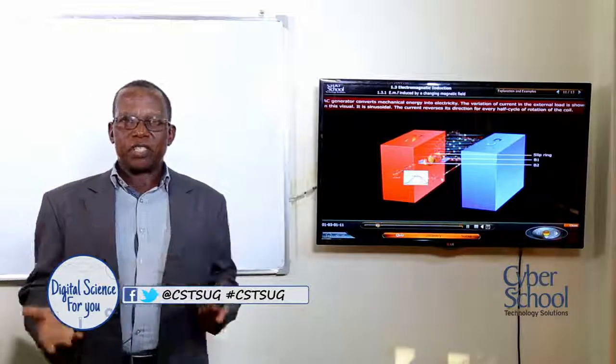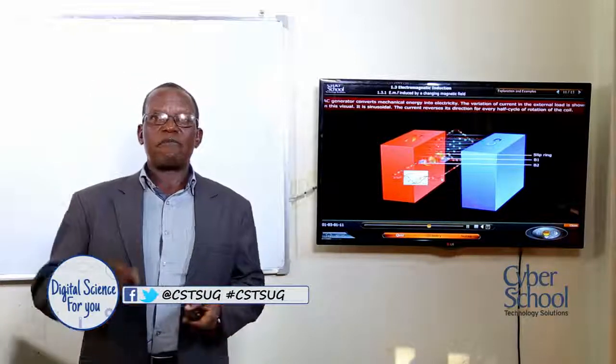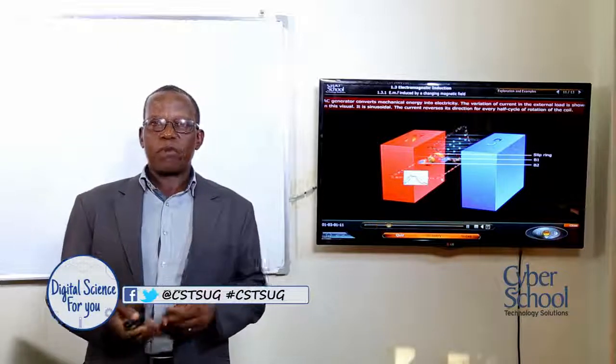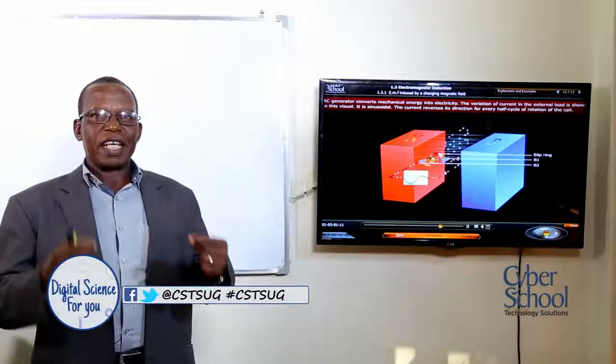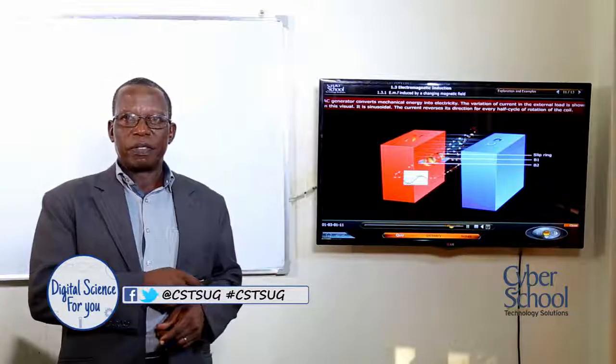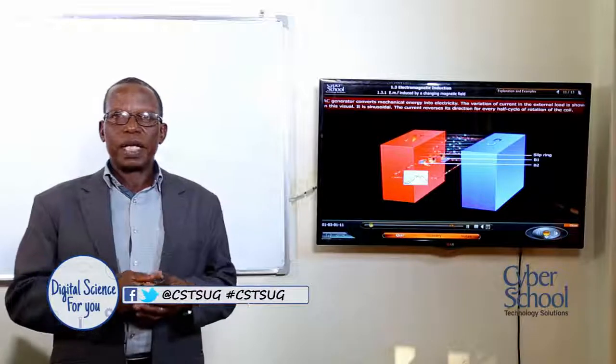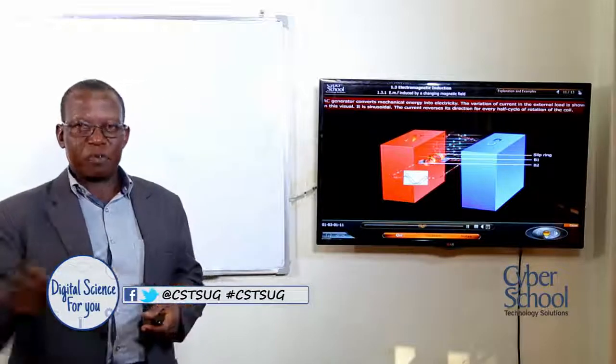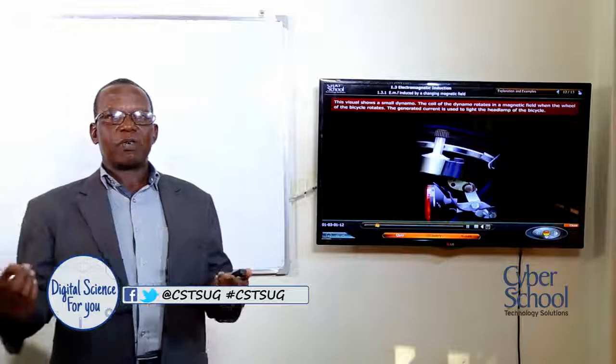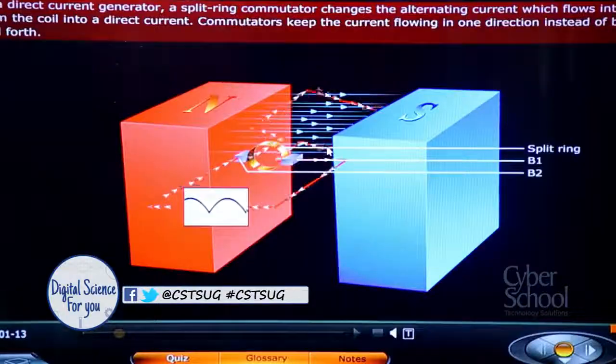Now, when we are teaching this topic, at times we have problems explaining why we have AC behaving in that way and DC also behaving in that way. Because you cannot draw on a board and show when electricity is moving in one direction and then also when it's moving in the opposite direction. So this animation makes it very clear.